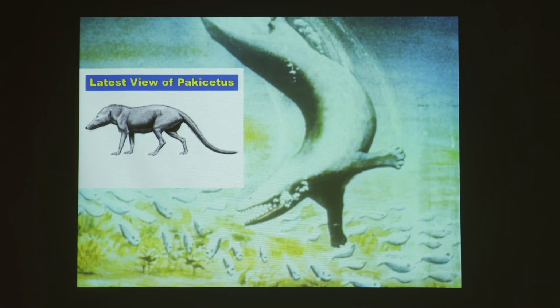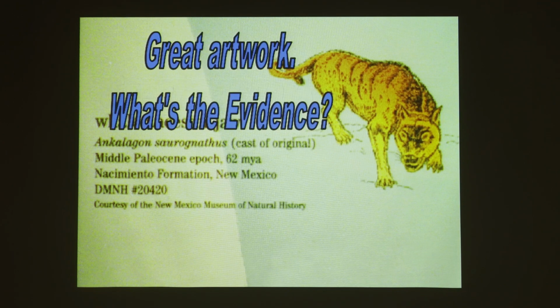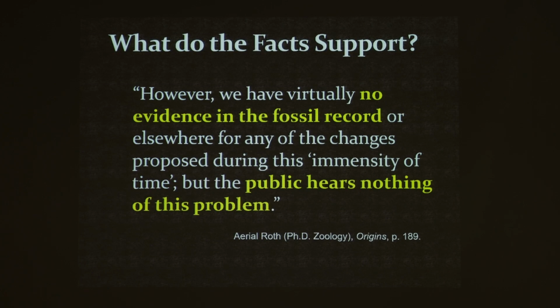So much has changed. Here is another museum, whale ancestor jaw. Okay, so there's supposedly the creature. That's great artwork. When you see great artwork, what question should you ask? Yeah, what's the evidence for this? There you go. A piece of a jawbone. Really? That's enough to get not only the rest of that creature, but then to say this proves that this creature is a link to whales? I don't think that's enough evidence. Ariel Roth, PhD in zoology, says, we have virtually no evidence in the fossil records or elsewhere for any of the changes proposed during the immensity of time, but the public hears nothing of this problem.